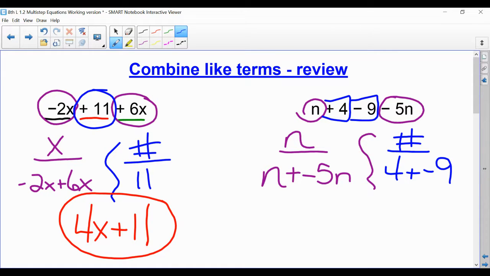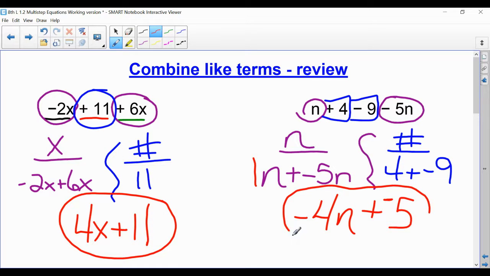Now I can do my math in each group. N plus negative 5n. Well, this is really like saying 1n. So 1 plus negative 5, different signs, find the difference. So 5 minus 1 is 4. Answer gets the sign of the larger value. So I have negative 4n plus 4 plus negative 9. Again, different signs, find the difference. Answer gets the sign of the larger value. So this is my final answer here for simplifying by combining like terms, negative 4n plus negative 5.